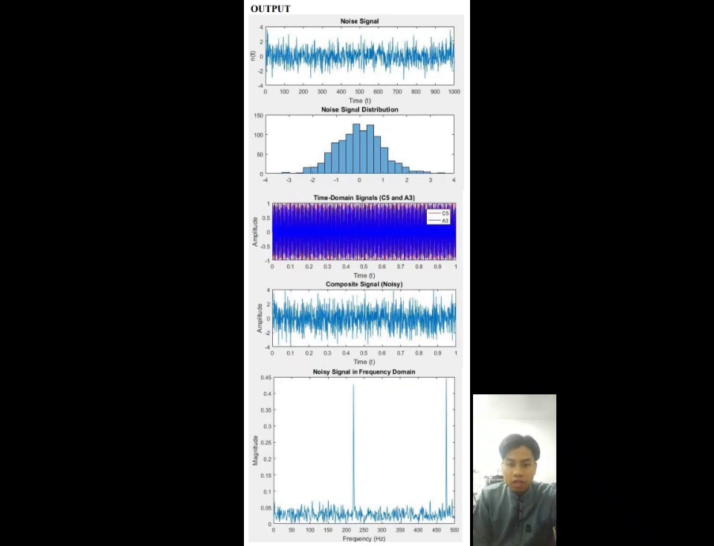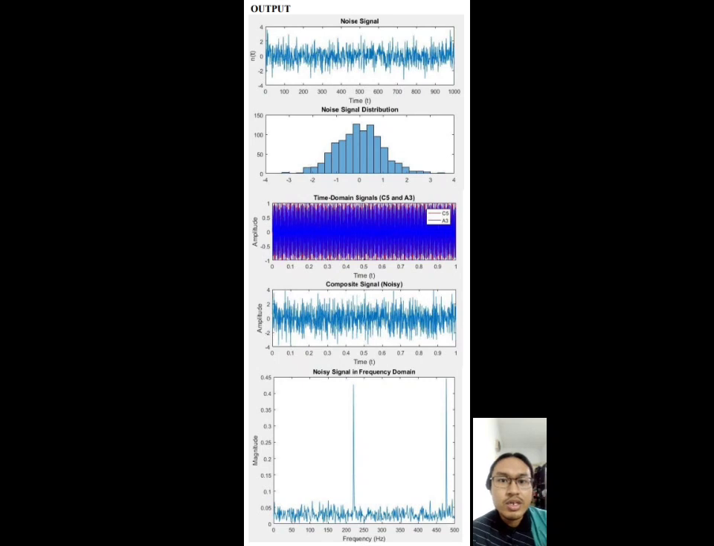By visualizing the noise waveform, we can observe its characteristics. Next, we have the plot of the original composite signal. This signal is the combination of three sine waves with frequencies of 50 Hz, 150 Hz and 300 Hz. It represents the clean, undistorted version of the signal.